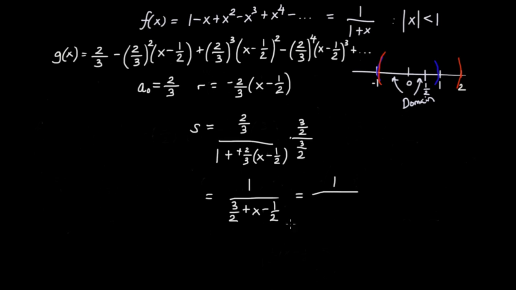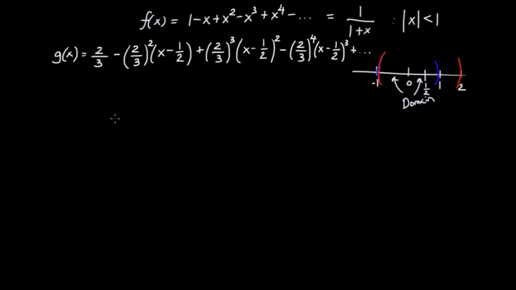Simplifying, I get 1 over 3/2 minus 1/2, which is 2 over 2, or 1. So on the bottom, I get, lo and behold, 1 plus x. What you notice is the same thing as what f was giving me. So I can say that when g converges in that red interval there, g converges to 1 over 1 plus x, which is precisely the thing that f converged to for its appropriate values.